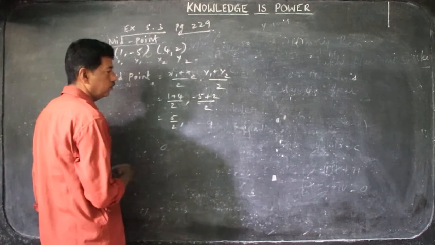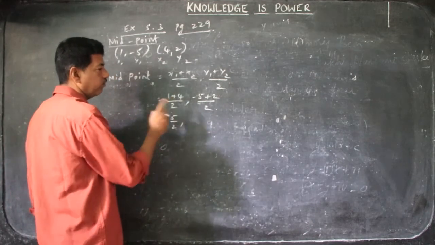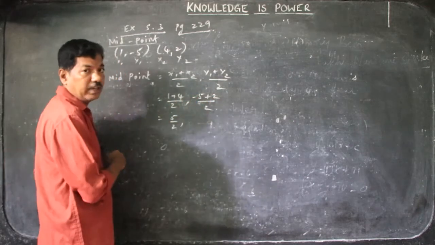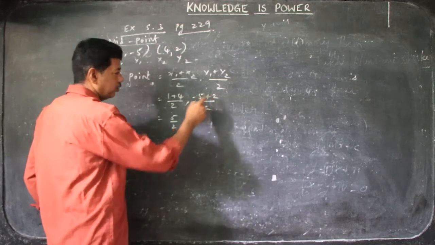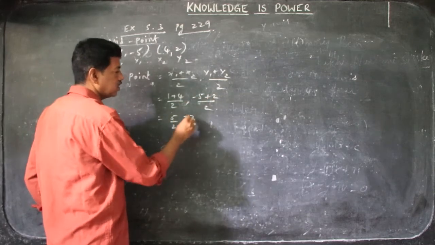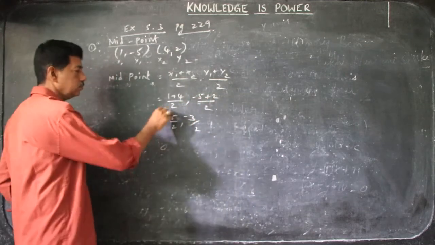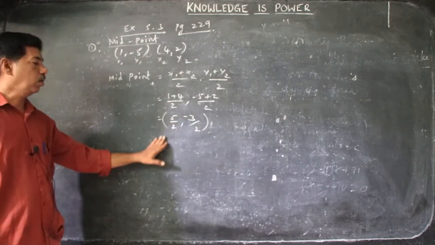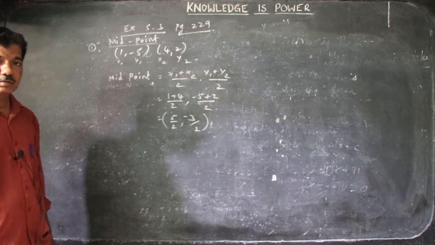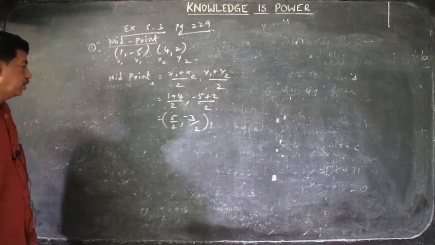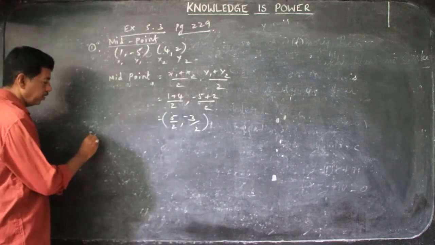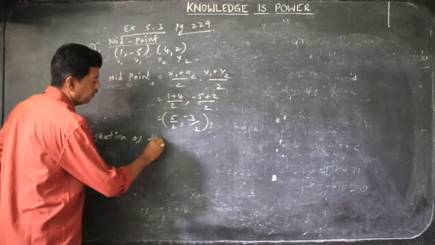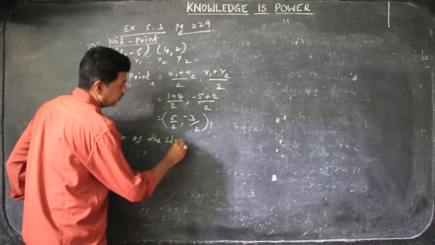So after substituting the values, what will we get here? 5 by 2. Yes, 4 plus 1 is 5. Then minus 5 plus 2. What is the meaning of that? Removing 2 from 5 gives 3. Minus is greater, so minus 3 by 2. It is clear now? Okay, you have got one of the coordinates. Now what is the equation of that?